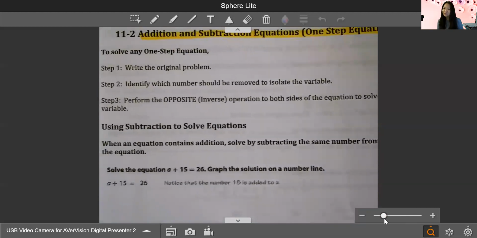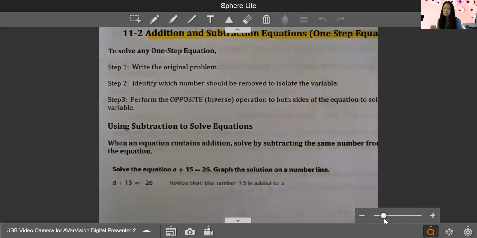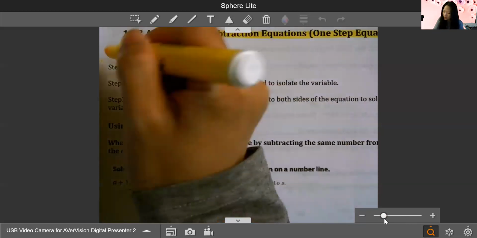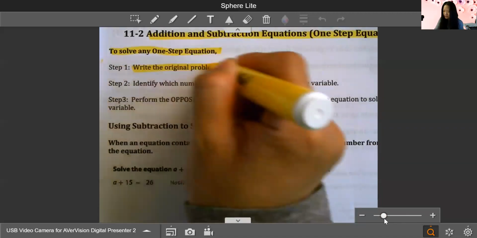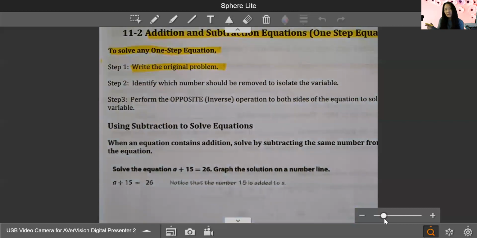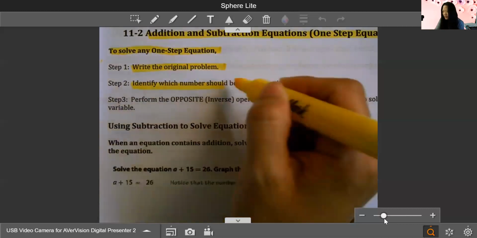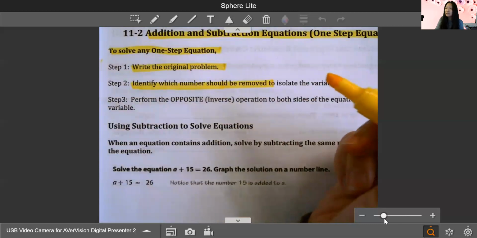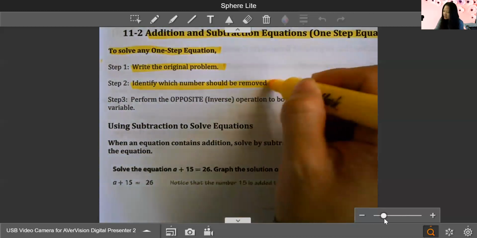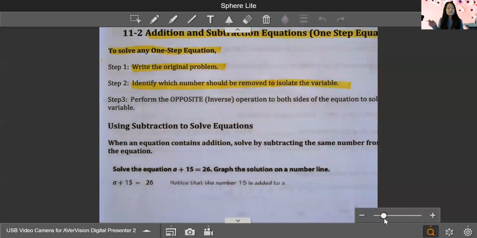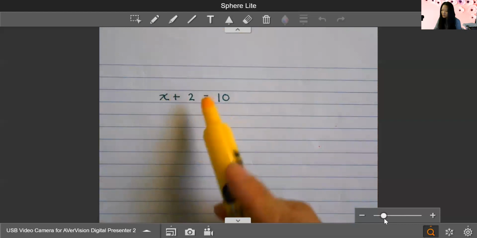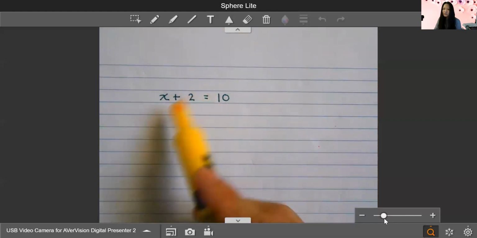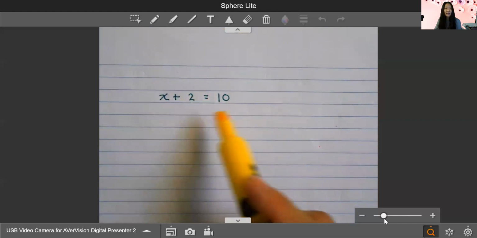So what do I mean by work? These are the things that you need to do. To solve a one-step equation, number 1, write the original problem. Number 2, identify which numbers should be removed or eliminated to isolate the variable. Basically, in this previous problem, in order for you to find what x is, you need to get rid of this number 2 so that you can say x is equal to 8.